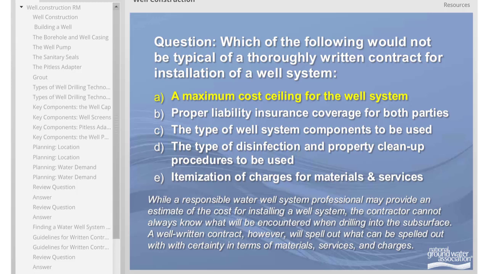The answer is A. While a responsible water well system professional may provide an estimate of the cost for installing a well system, the contractor cannot always know what will be encountered with drilling into the subsurface. A well-written contract, however, will spell out what can be spelled out with certainty in terms of materials, services, and charges.